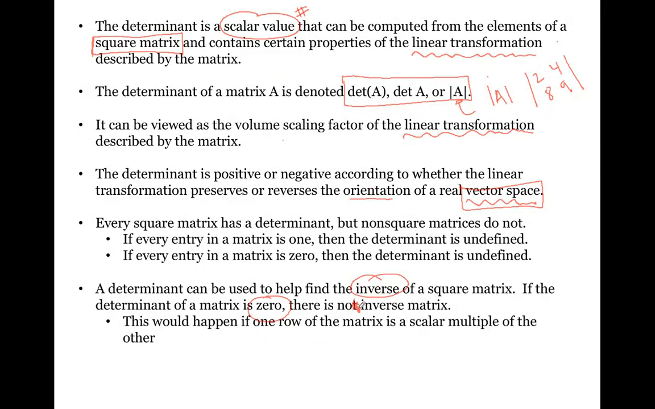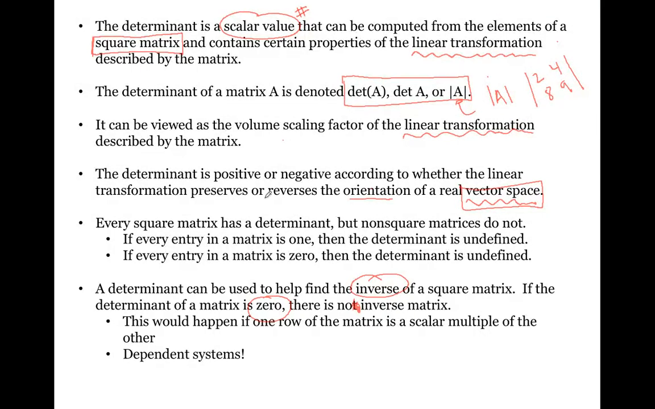This would happen if one of the rows of a matrix is a scalar multiple of the other. We just did something like this in our last unit of study. If one of them was a scalar multiple of the other, we talked about this with the lines and systems. That means you have dependent systems. So there is no inverse because you have the same line, or the same plane. Since we're doing 2 by 2, you have the same line. There's not going to be an inverse because the inverse is just that line.